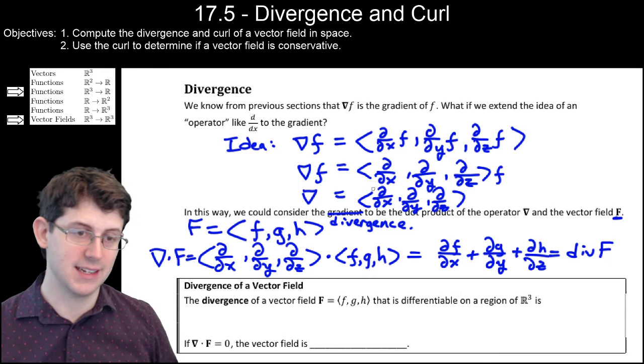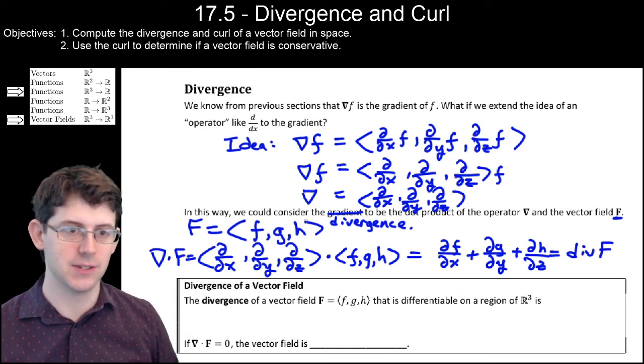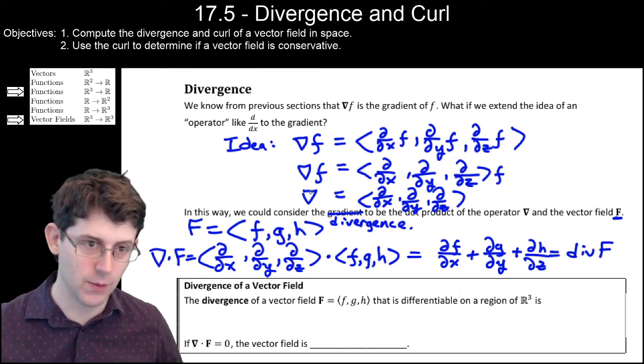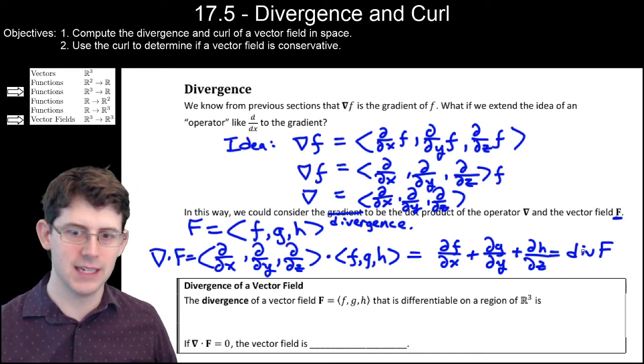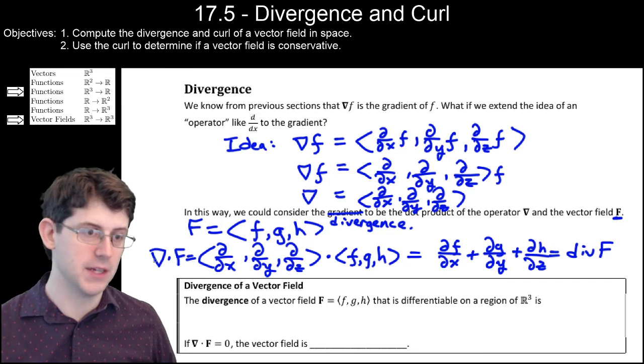So this kind of strange idea, to try to solve for del, to figure out how we could write the del operator as a vector, ends up giving us a really neat way to write the divergence. The divergence is this del operator dotted with the vector field.